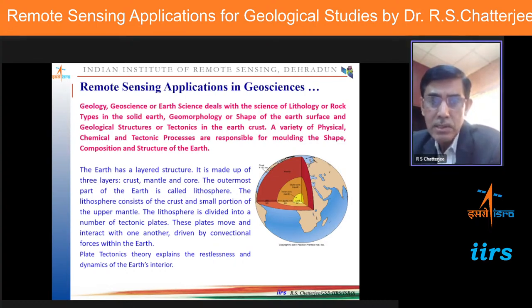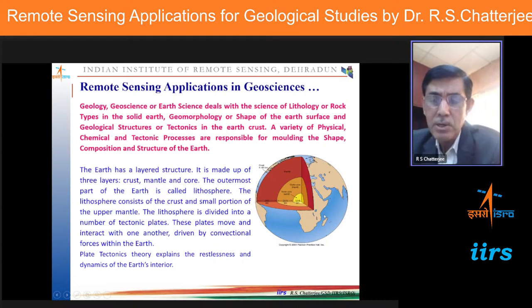Now you see the earth has a layered structure. It is made up of essentially 3 layers. You can see the illustration on the right side. This outer layer is the crust, then the mantle, and the inner one is the core. Of course, core has 2 divisions, outer and inner core. We are not going into the details of the earth interior structure.